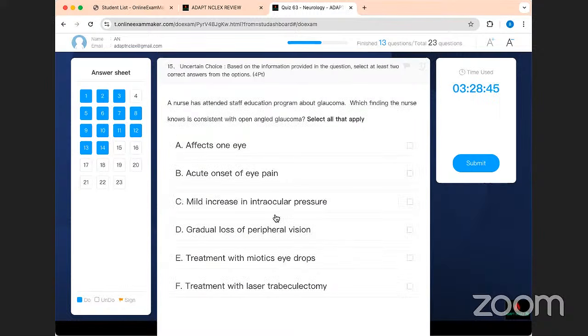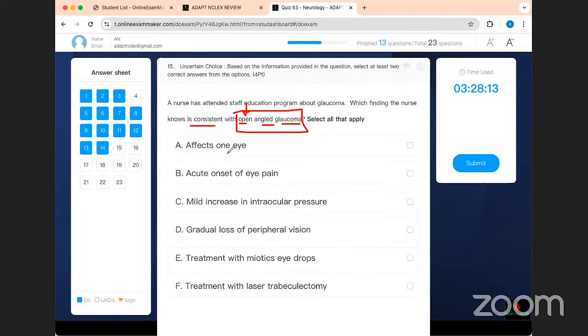The nurse has attended a staff education program on glaucoma. How much do you know about glaucoma? Which finding does the nurse know is consistent with open angle glaucoma? Not a lot of information. There's only one buzzword, glaucoma, consistent with open angle glaucoma. That's your key. There's closed angle, or acute angle, glaucoma and open angle. You have to master them because they can be confusing.